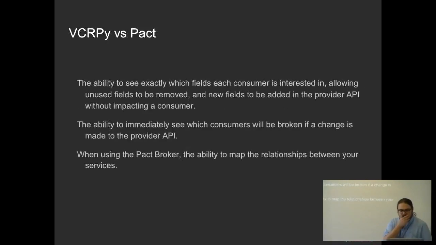Another thing is that with Pact you can start creating these Pact brokers that allow you to understand the relationship between your microservices, and that helps a lot, especially if you have more than one microservice, like at least 6 or 7, right? After a while, it gets kind of crazy. So this allows you to understand the relationships between your microservices, which is not available with VCRPy.